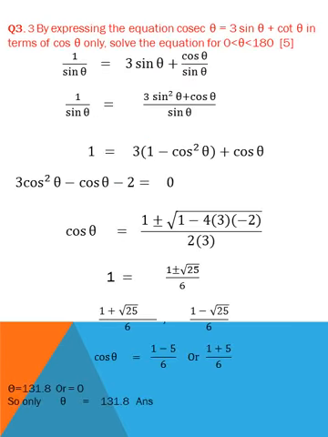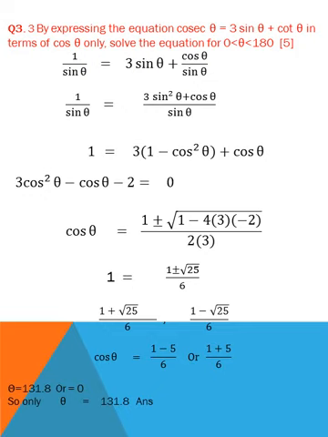Next, question number 3 is about the trigonometric function. If you have a strong grip on trigonometric identities, then this question will be very easy. Otherwise, it will become very difficult. You should first learn the trigonometric identities, use them where you need, and simplify the question very easily. So cosecant theta is equal to 3 sin theta plus cot theta, in terms of cos theta only.